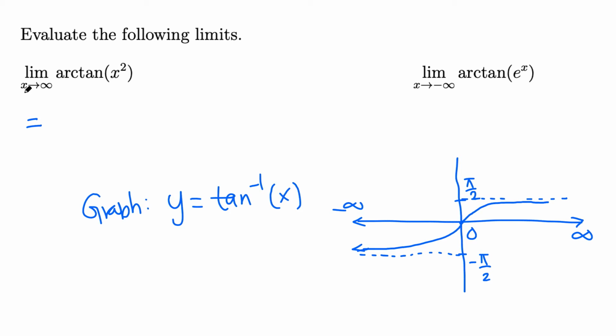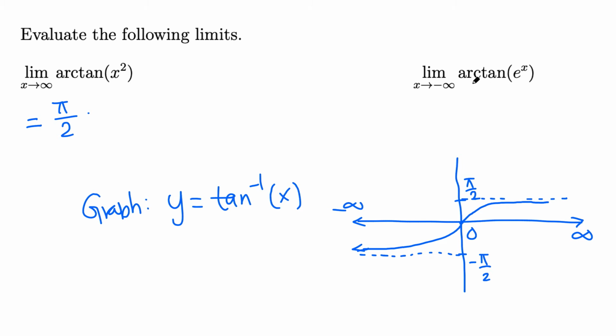So here, when x goes to infinity, x squared goes to infinity as well. So we now have tangent inverse of infinity. Tangent inverse of very, very big means we get pi over 2.